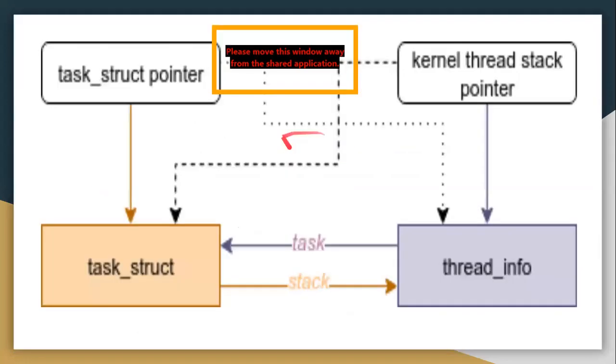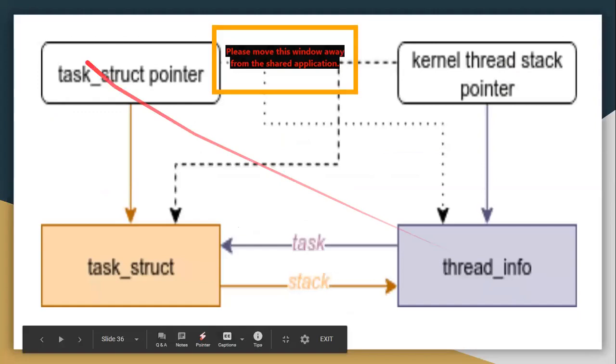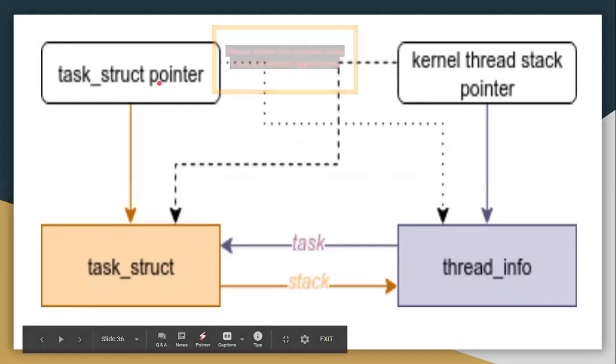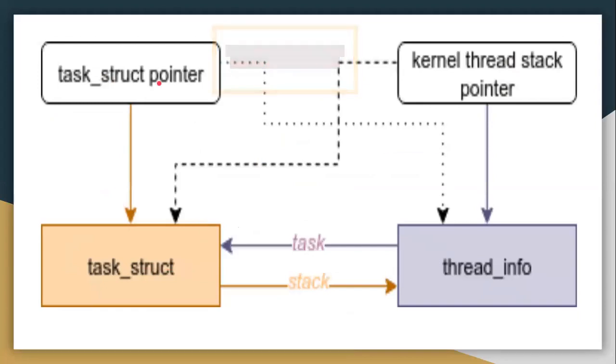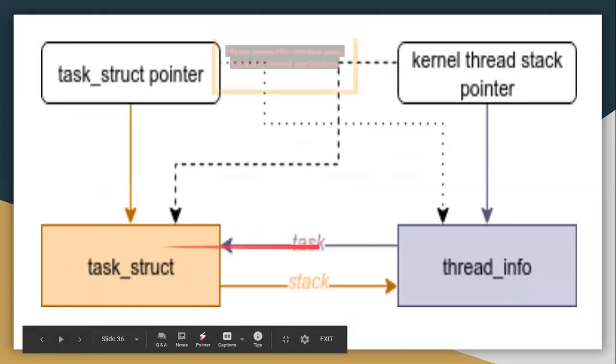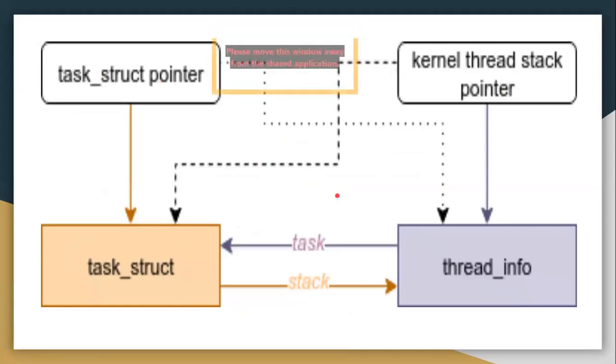These all have the pointers. Kernel thread has a pointer for the thread information. Task structure has a pointer; physically the task structure is allocated here, and there is a pointer to that task structure or that data structure. Similarly, the kernel also has the pointer, and they are mutually interlinked.